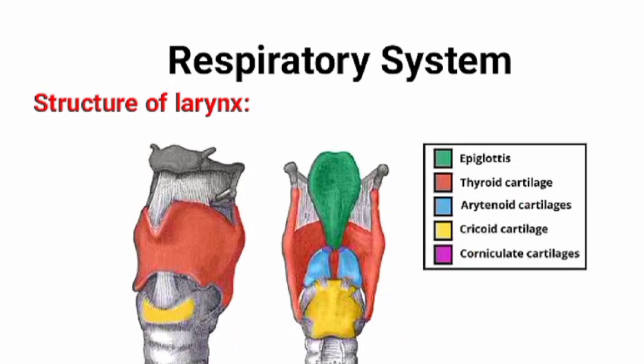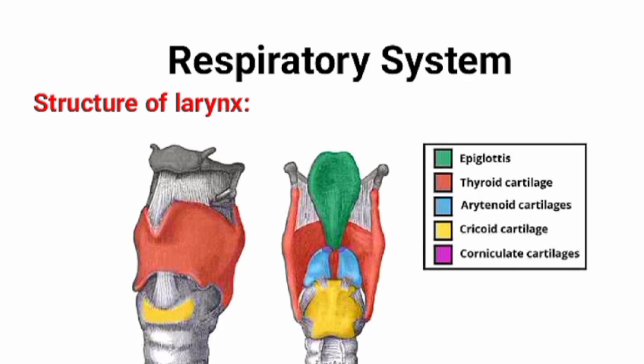The larynx is composed of several irregularly shaped cartilages attached to each other by ligaments and membranes. The main cartilages are the thyroid cartilage, cricoid cartilage, arytenoid cartilages, and epiglottis. The thyroid cartilage is the most prominent and consists of two flat pieces of hyaline cartilage fused anteriorly, forming the Adam's apple.